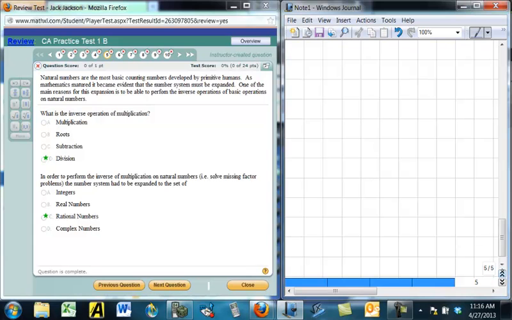In order to perform the inverse of multiplication on natural numbers, in other words, to solve missing factor problems, something like 3 times a missing factor x equals 7, we have to expand out to the rational numbers. So we have to be able to allow fractions, rational numbers. Even if we started with integers in our problem, we may have rational numbers in our answer.